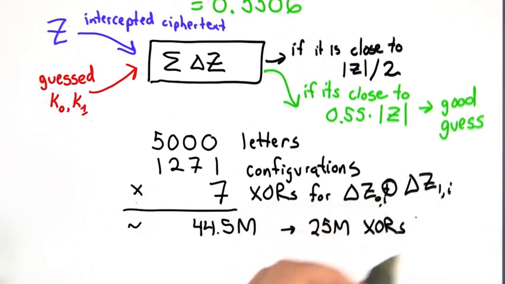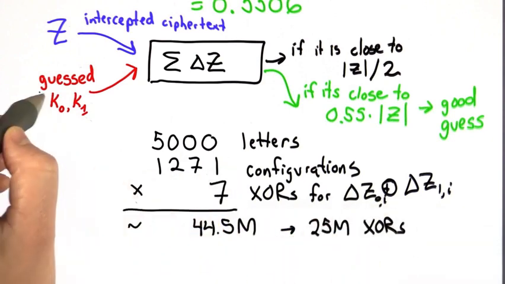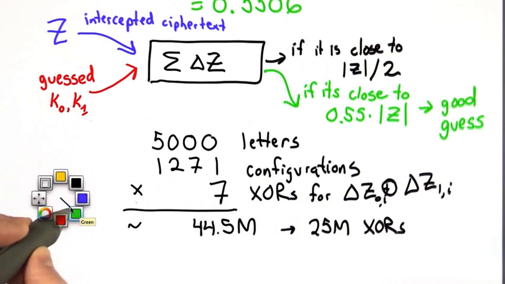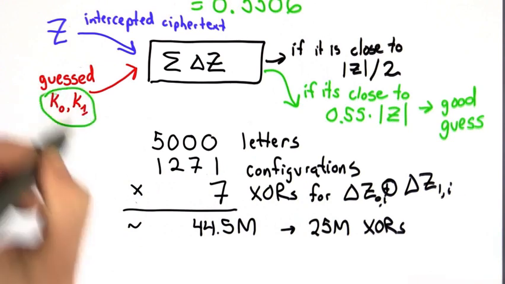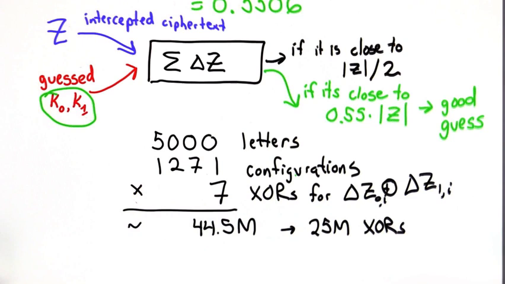So maybe on average, we would need about 25 million XORs to find the configuration, the correct value of K1 and K0 for one ciphertext. Once we've got K1 and K0, well, we can do similar things to find K2, K3, and K4, and then we can decrypt the whole message.